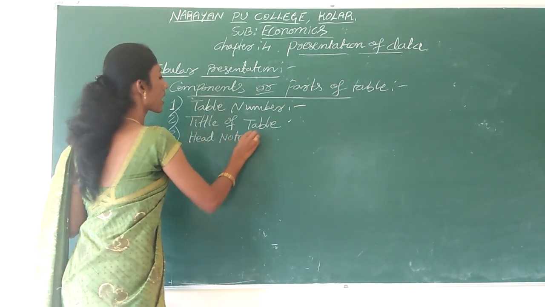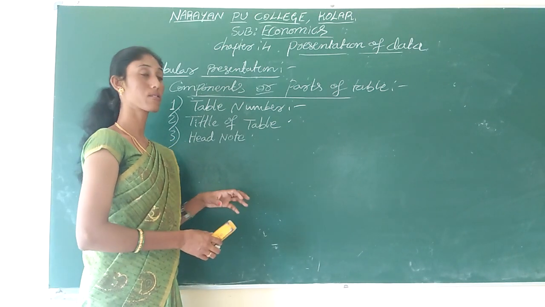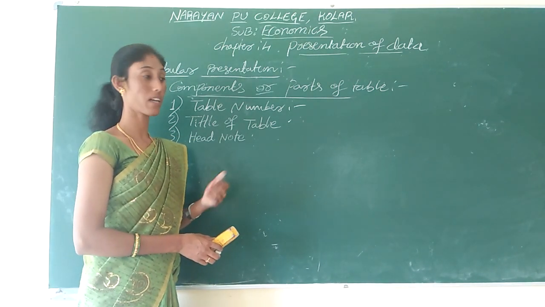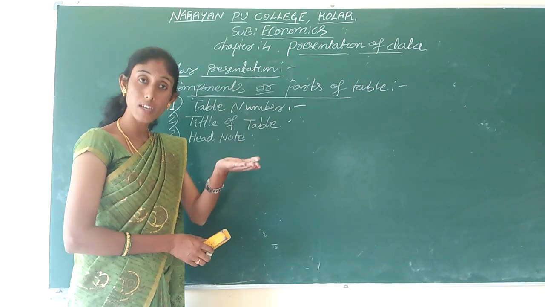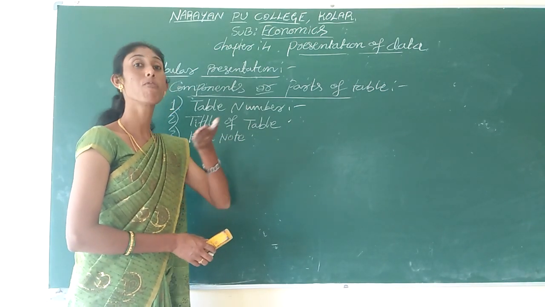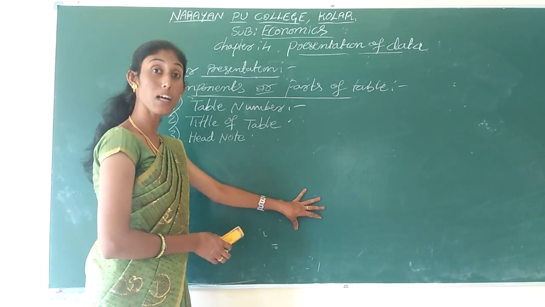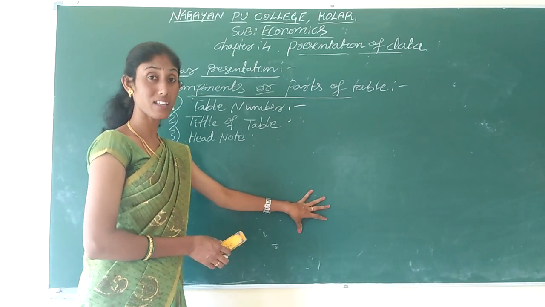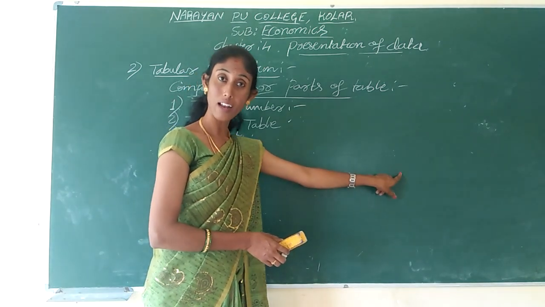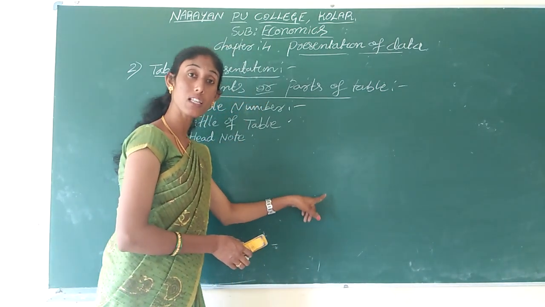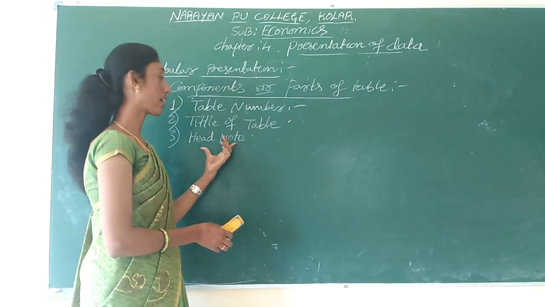endnote. Endnote means whatever the key issues we are presenting in the table. Sometimes if we are measuring production in a table, then that measurement should be mentioned in the endnote, whether we are measuring production in kgs, tons or quintals. Likewise, if we are presenting the income of people in a particular table, then we mention whether we are measuring income in rupees, hundreds, thousands, lakhs or crores. How we are presenting it should be mentioned, and that is the endnote.